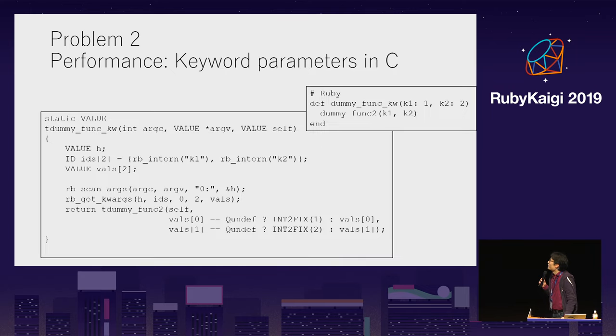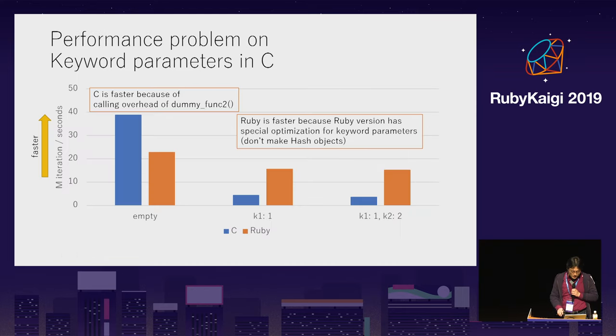So for example, check this Ruby code. It is very easy to understand the keyword parameter code. It gets the two keywords and calls another method. So we need to write these lines in C to do the same thing. It is very complex, but we can write it. And the performance is also bad.